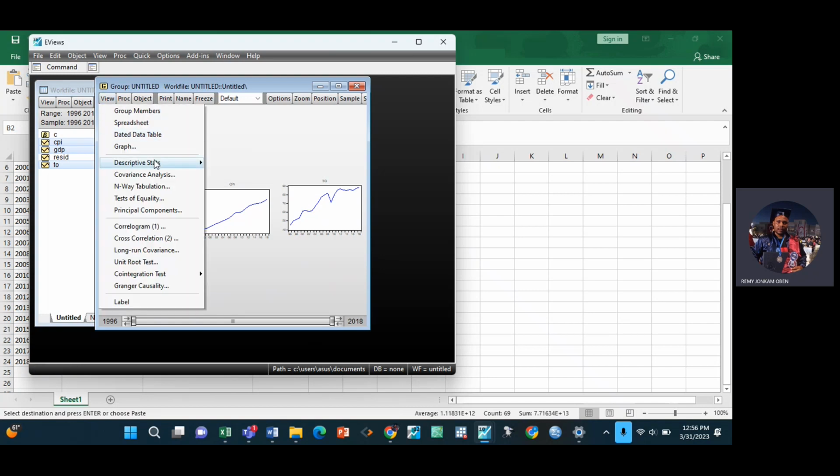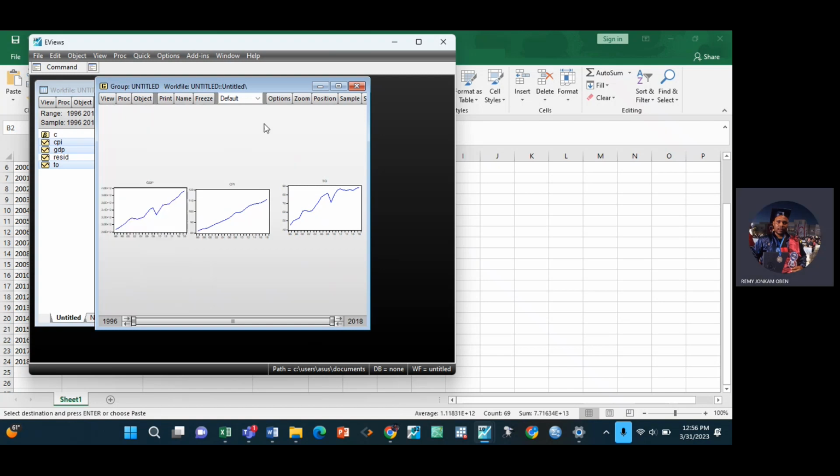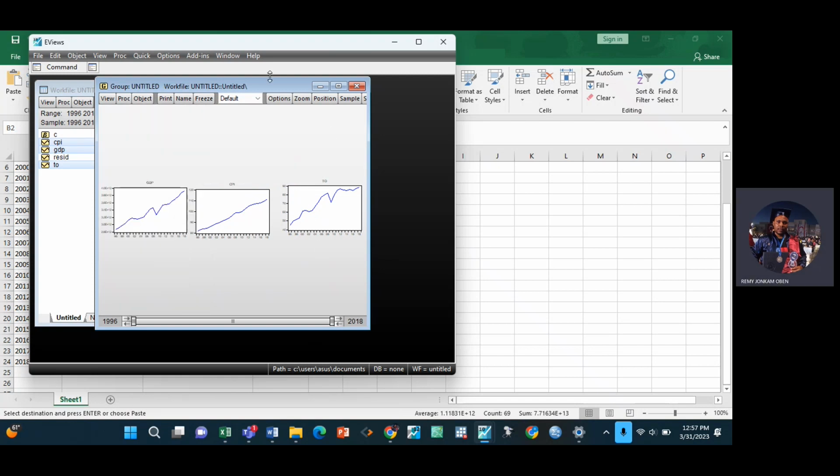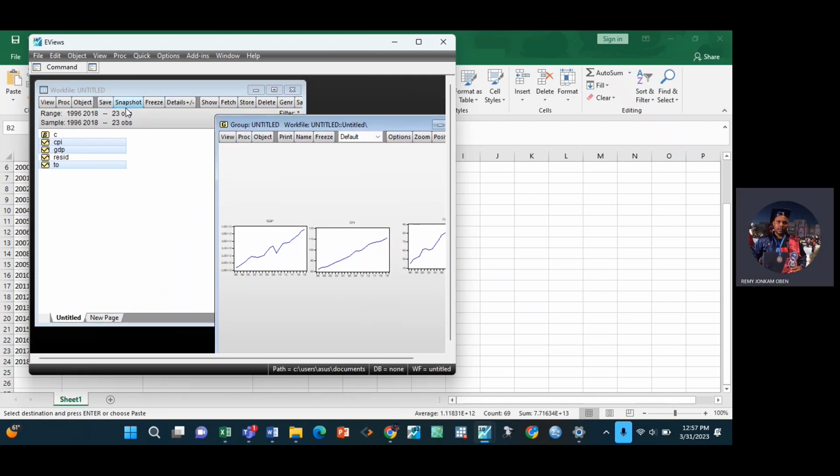Okay, we should check descriptive statistics. Again, with descriptive statistics, by the way, from here, you can just go to view, descriptive statistics. You can check common sample, individual sample. If you have the same number of observations for all variables, then either one will give you the same results. Like let's say, by the way, you see here we have 23 observations. So if each of these variables has 23 observations, which is the same, which is like our case, then it doesn't matter.